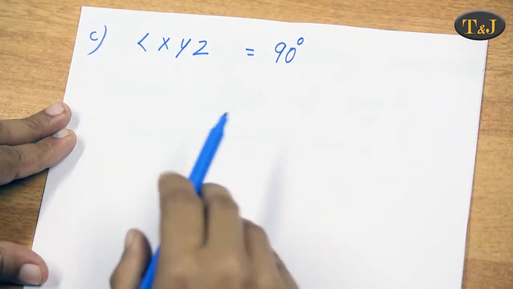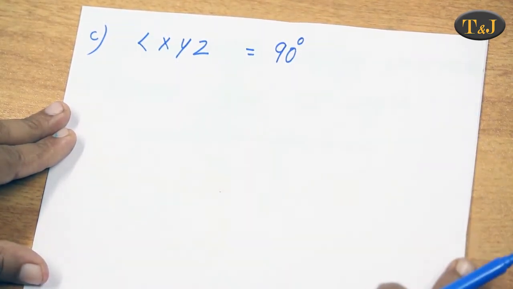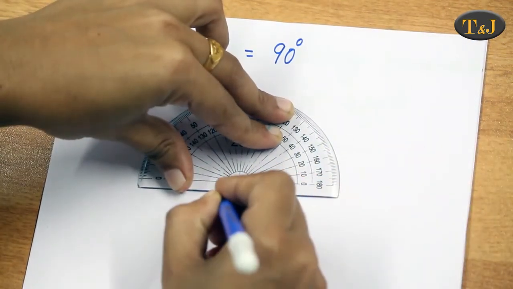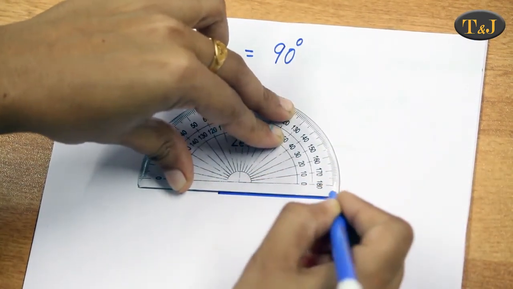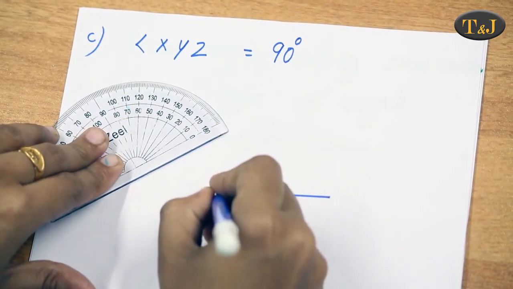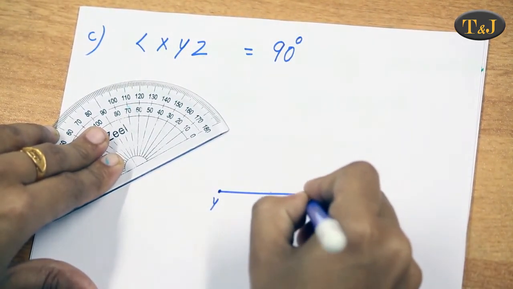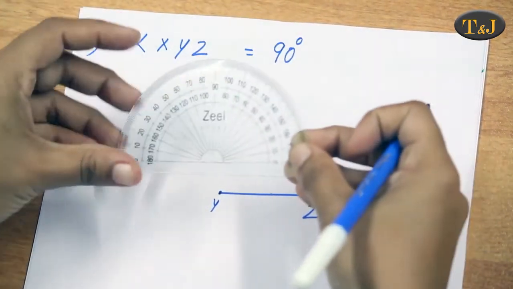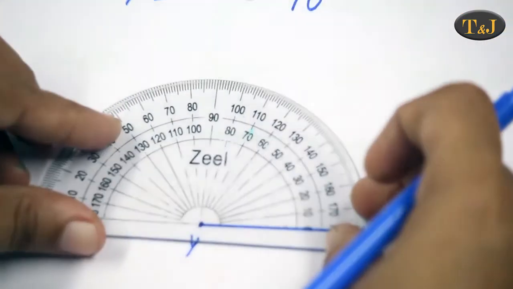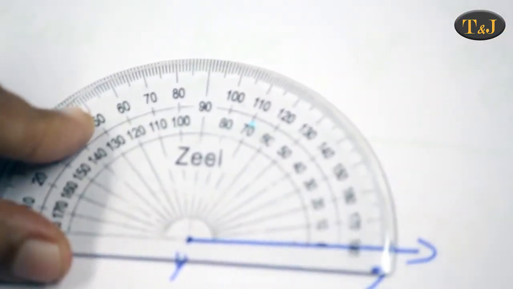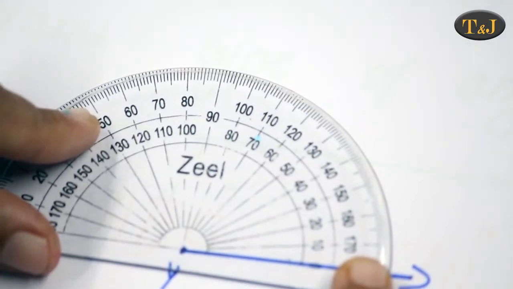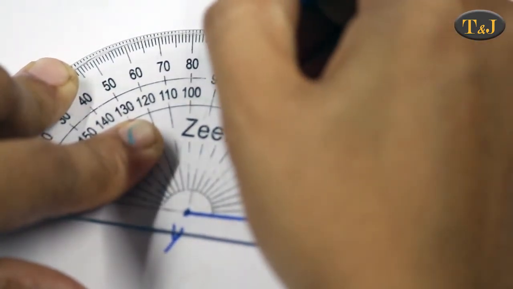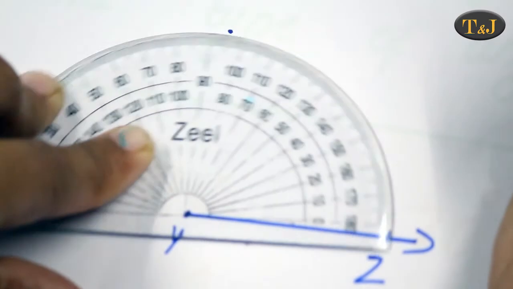Then our third example, angle XYZ equals 90 degrees. First we draw the ray YZ. Then name this ray YZ. Place the protractor using the center of the baseline at the starting point Y. Then here we want the 90 degree angle. This is the 90 degree angle. So just mark it as 90 degrees.